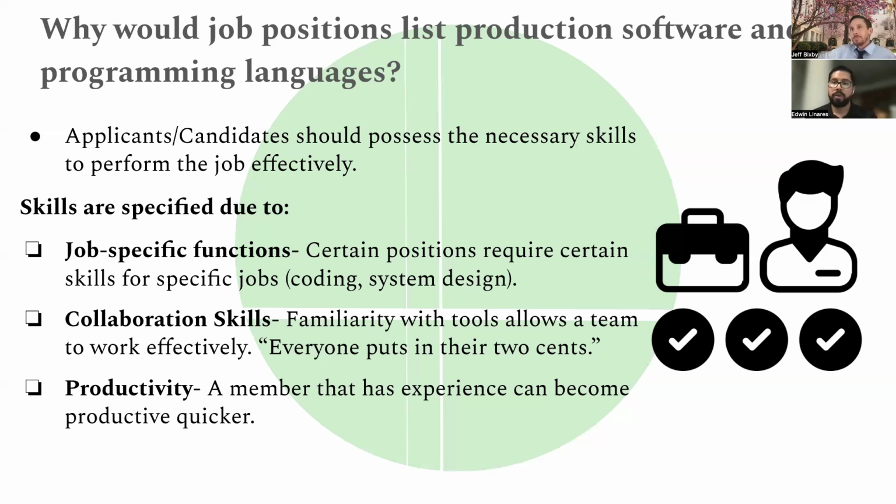The last one is productivity. A member who has experience already can become productive quicker. I've worked jobs before in my lifetime, before being a teacher, and it's so much easier for an employer to hire somebody who already knows some of the stuff than to have to train them to get them to the level of everybody else. So that would be the reason why they list those different skills.